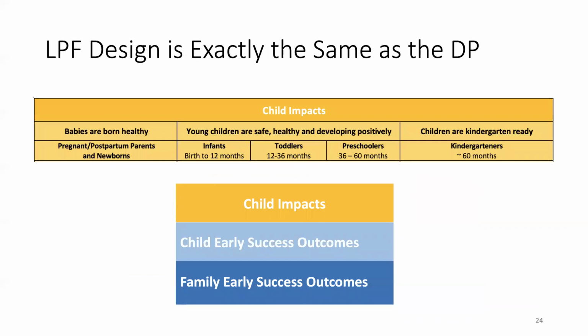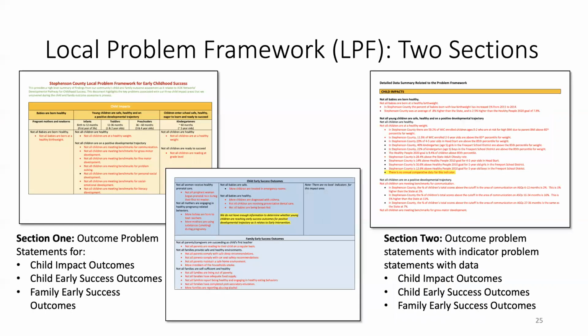So again, the LPF design is exactly the same as the developmental pathway, both in terms of organizing across the child impact areas horizontally, but then vertically, showing the child impacts, the child early success outcomes, and the family early success outcomes. To take a closer look at it, it has 2 sections. So in the developmental pathway, you had the 3 sections, right? And they were around the child impacts, the child early successes, and the family early successes. Well, now all of those 3 are highlighted in the first section of your local problem framework.